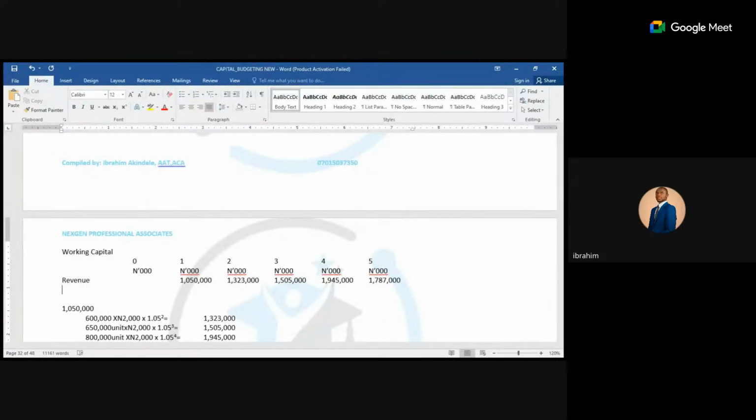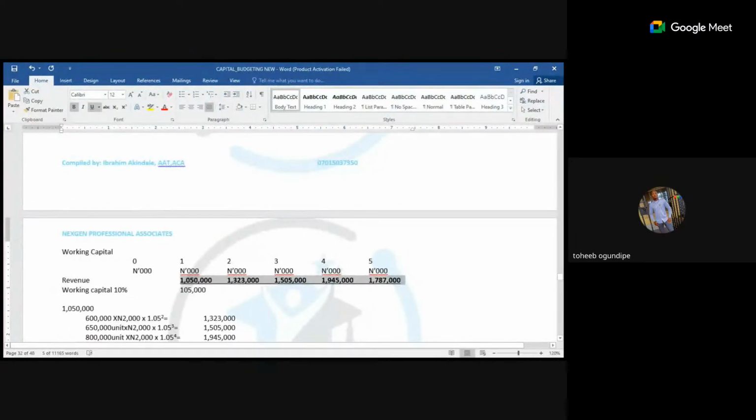So working capital will be 10% of the sales. So what is 10% of this, class? 10% of this is 105,000. Next, 110,250.